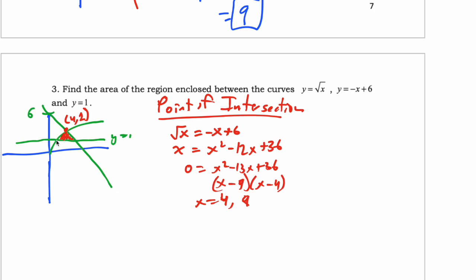So that point of intersection is 4, 2. That means we can do this, and the intersections here are at y equals 1. The x value is 1. And over here, the x value, if you sub in 1 here, you get 5. So this is 5, comma 1. So this means the area is equal to the integral from 1 to 4 of root x minus 1, because from 1 to 4, root x is on top. And then from 4 to 5, the other function is on top. So you have to add these two areas together.